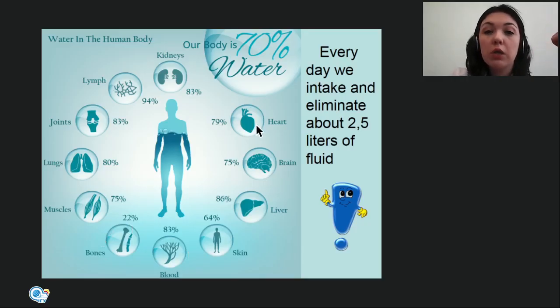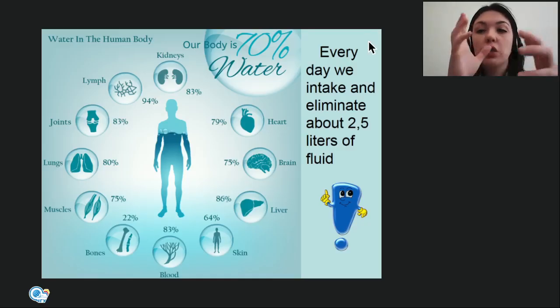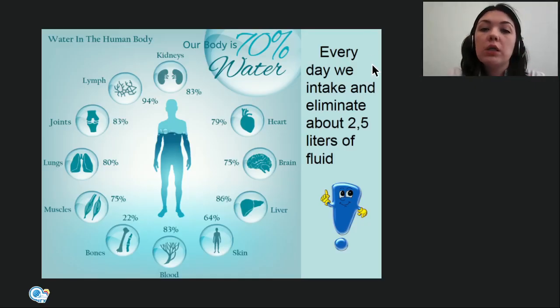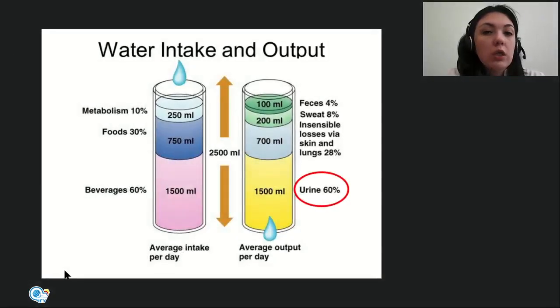We are 70% water. And it is not constant water. Every time it changes, every minute. So every day we intake and eliminate about 2.5 liters of fluid. And just imagine, what exactly do we intake? Certainly the largest part of liquid we intake with beverages. It's 1.5 liters.